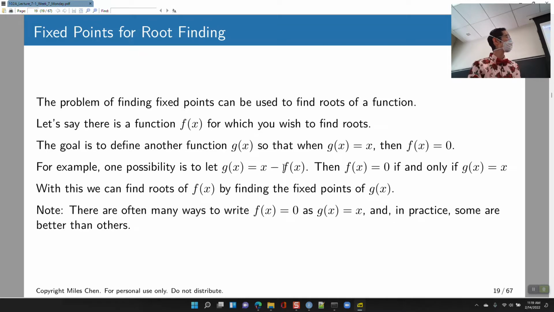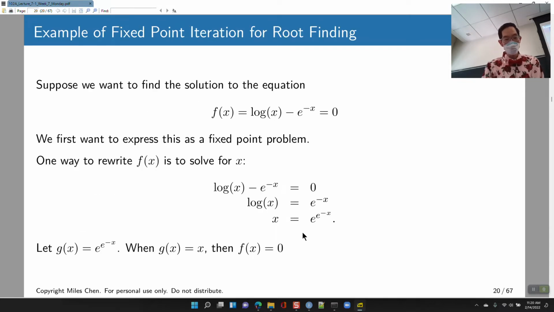And this is going to work out because f of x is going to equal 0 if g of x is equal to x. Right? And so that's simple enough. And so that's one way. There's lots of ways for us to figure out some function g of x for this to work out, okay? And what we can do is, if we define g of x to be this, if we find the fixed points of g of x, that will correspond to the roots of f of x. And we said it's easy to find the fixed points because all we have to do is repeatedly apply the function g of x over and over again, okay? There's going to be lots of ways to do this, and practically speaking, some of these are going to be better than others. But let's try an example.